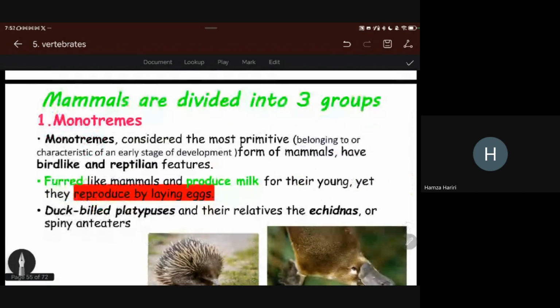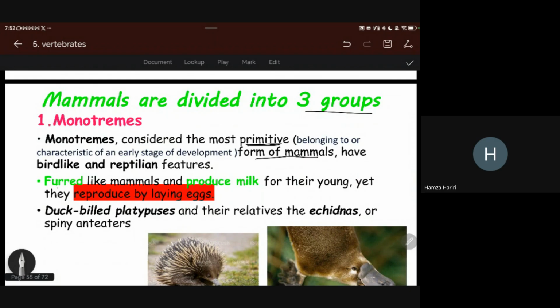Mammals are divided into 3 groups. We have the monotremes, which are considered the most primitive form of mammals and have bird-like and reptilian features, which means they have characteristics of an early stage of development. So they do not entirely act like mammals. They could act like more than one type, like we've said before.